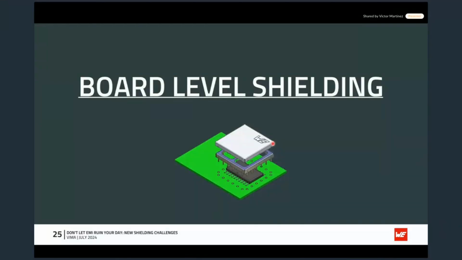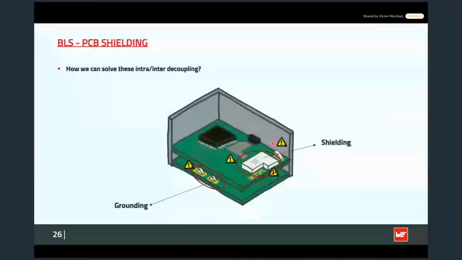Then the next point is going to be board level shielding. Board level shielding, as the name says, refers to the shielding products that we normally use or face in our PCBs. To improve the shielding of our PCBs, we have two different ways. We can use some shielding, like creating small Faraday boxes inside our PCB or inside our device. Or we can improve the grounding, to redirect the noise from our PCB to the ground plane or to the housing.